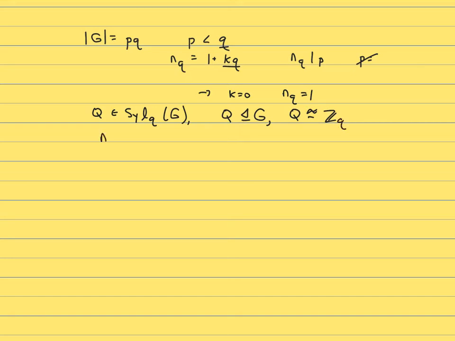Well, now let's look at n_p. Well, it has to be 1 plus a multiple of p, and it also has to divide q. Now, of course, this argument no longer works because it's possible that some multiple of p plus 1 is a divisor, is equal to q. So you're in one of two cases: either n_p is equal to 1, or you're in the case that n_p is actually equal to q itself.